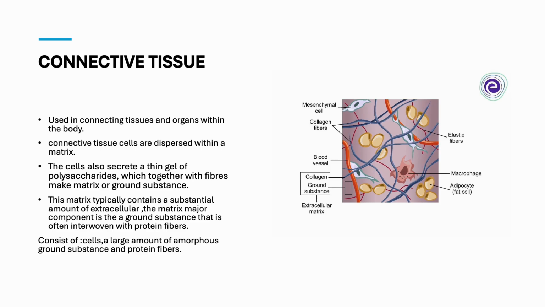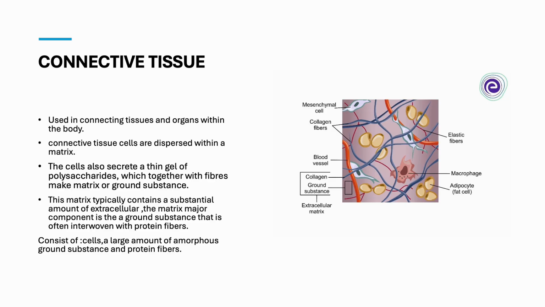Connective tissue is used in connecting tissues and organs within the body. Connective tissue cells are dispersed within the matrix. The cells also secrete thin gel-like polysaccharides, which together with fibers make up the matrix or ground substance. The matrix typically contains a substantial amount of extracellular material. The matrix's major component is the ground substance, which is often interwoven with protein fibers.